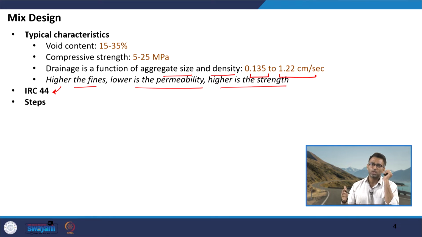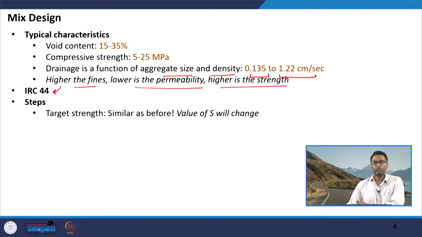We will try to see what other specifications are available that address those limitations, and then we will again solve two problems from IRC 44 and discuss some of the parameters there.